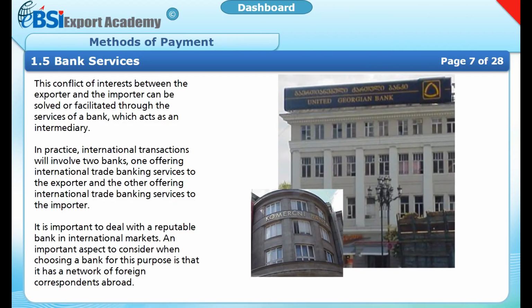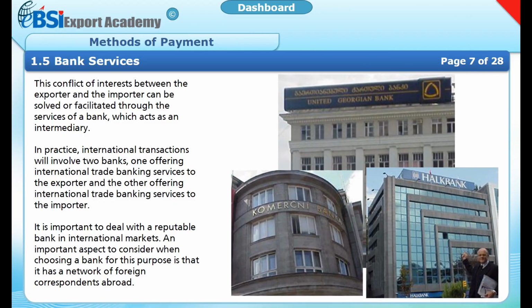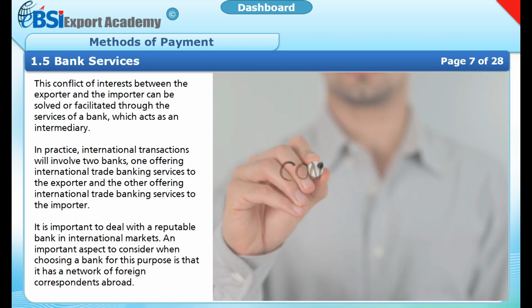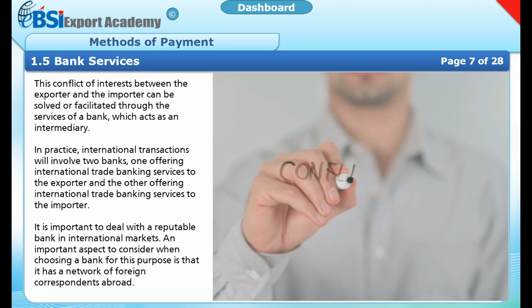This conflict of interests between the exporter and the importer can be solved or facilitated through the services of a bank, which acts as an intermediary. In practice, international transactions will involve two banks, one offering international trade banking services to the exporter and the other offering international trade banking services to the importer.